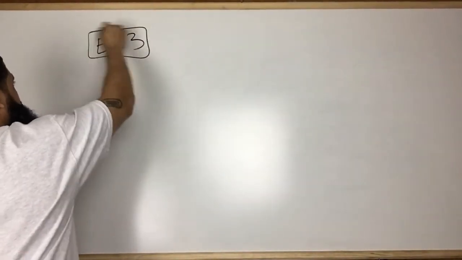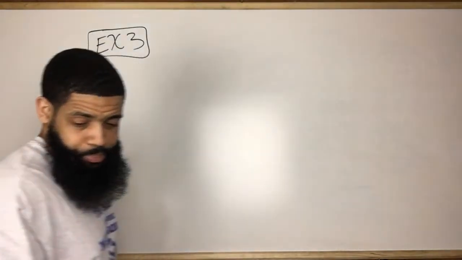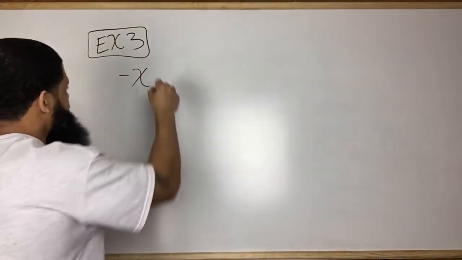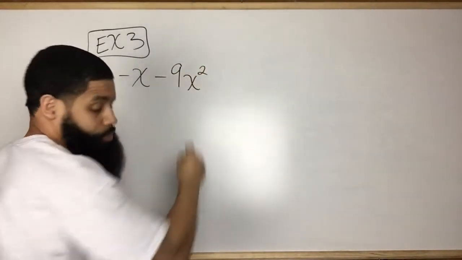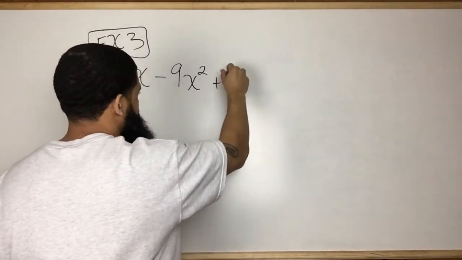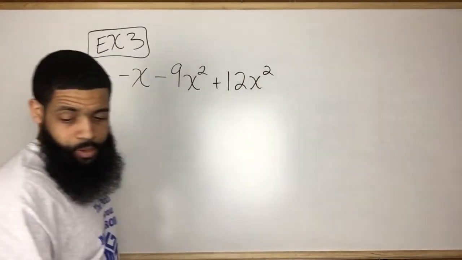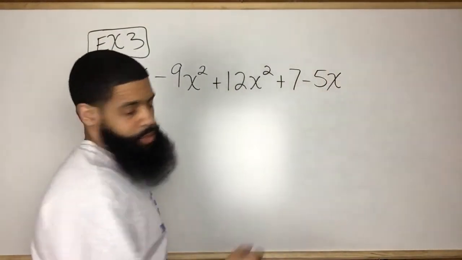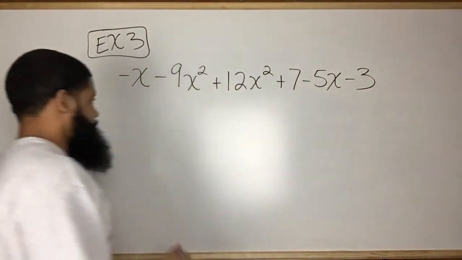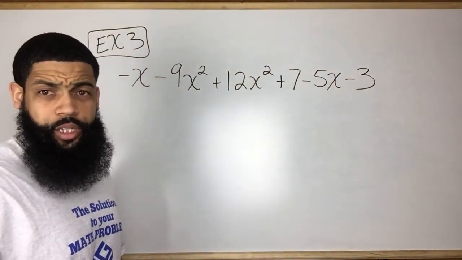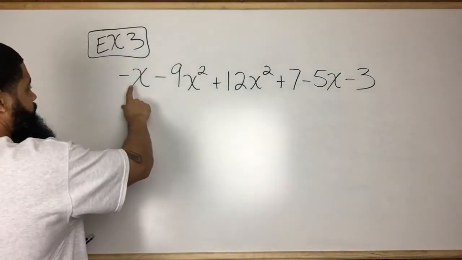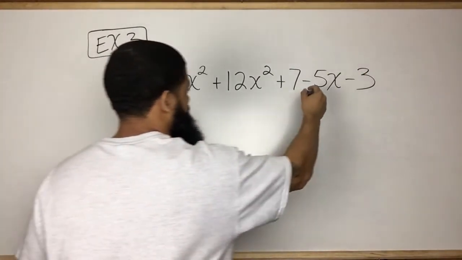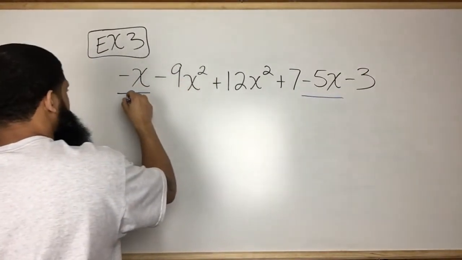Example 3. Negative x minus 9x squared plus 12x squared plus 7 minus 5x and minus 3. Okay? I'm going to do the color thing again this time. So let's start off with the x. Alright? Notice this is a negative x. Okay? So negative x is a like term with negative 5x. So let's go ahead and connect them.